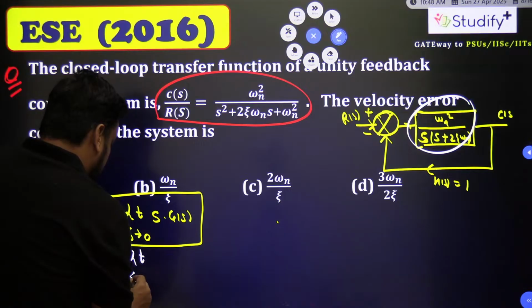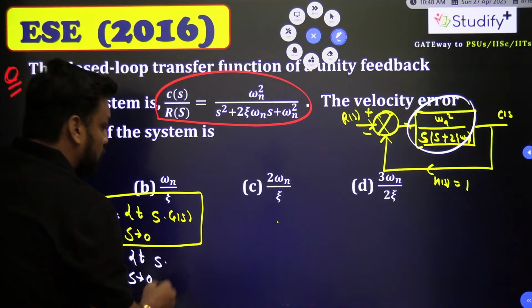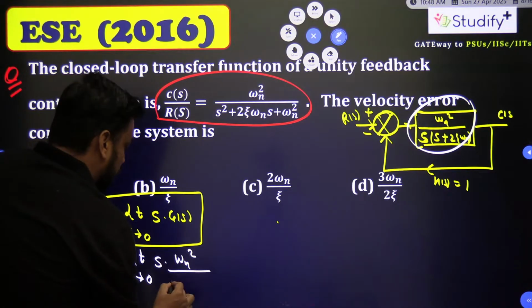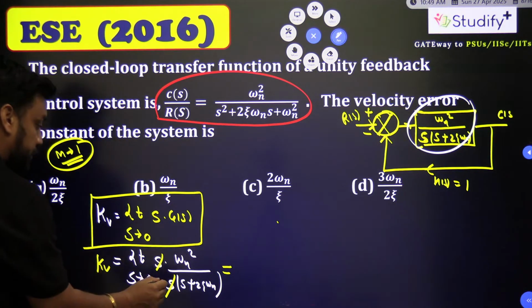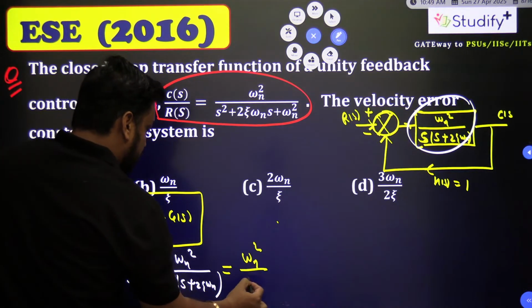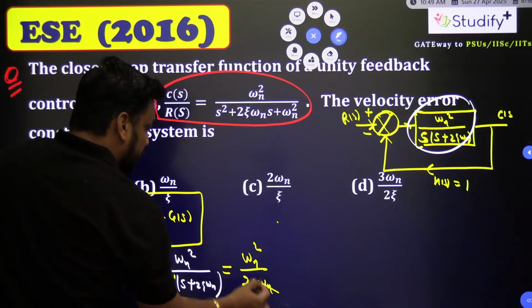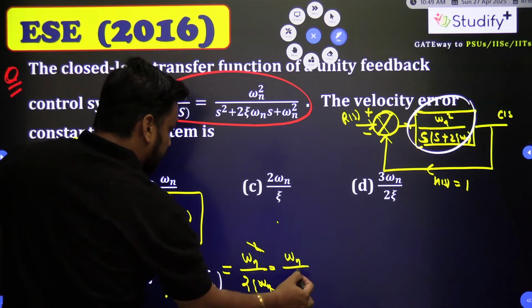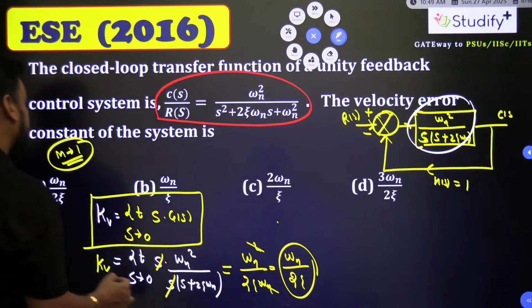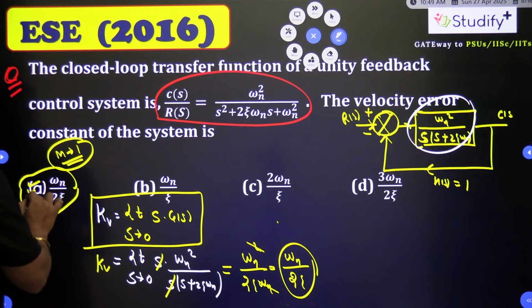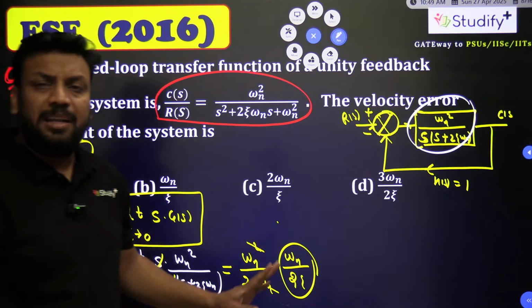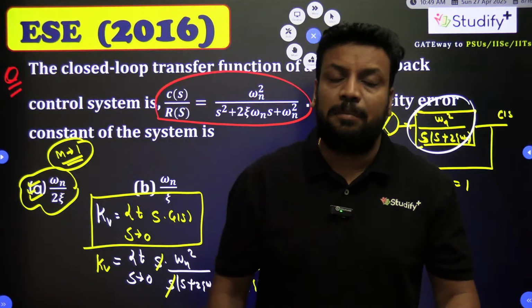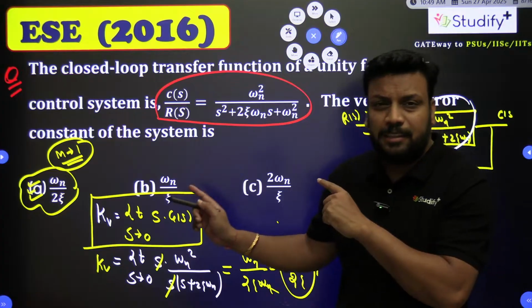So when you will put it you will get limit s tends to 0 s into G of s is nothing but, sir, omega n square upon s into s plus twice zeta omega n, and you will get s equal to 0. So when you will put s equal to 0 here you will eventually get omega n square upon twice zeta omega n. This omega n and this omega n get cancelled, so you will get omega n upon twice zeta. So omega n upon twice zeta, it means correct answer option number A. Correct answer is option number A guys, omega n upon twice zeta. This is the method number 1, easiest method. Definitely in the examination hall we should give the preference to this method only.